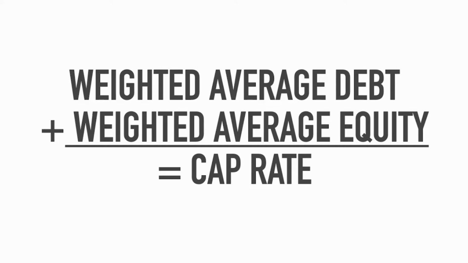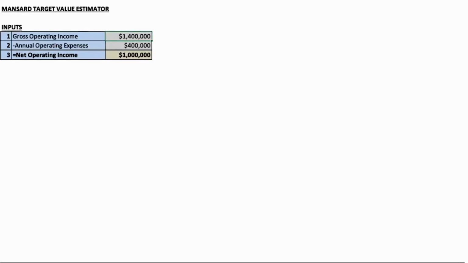So the first thing we do in our tool is we generate an input. The input would be the gross operating income for the property. So in this case, I've put in a piece of commercial real estate that's generating, say, $1.4 million in gross operating income, and it costs about $400,000 a year to operate that asset. That gives you that net operating income of $1 million. So that NOI, or income, is $1 million generated by that asset.